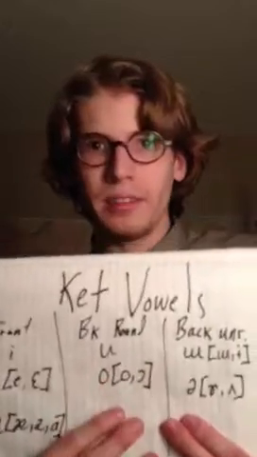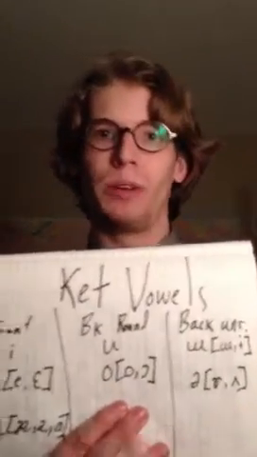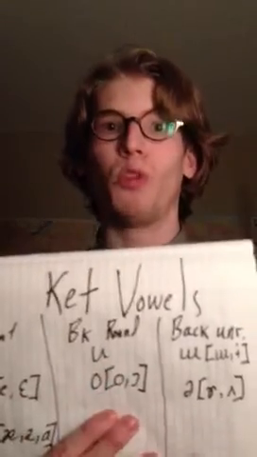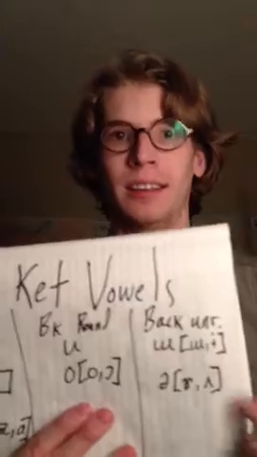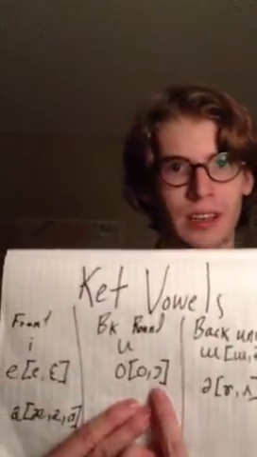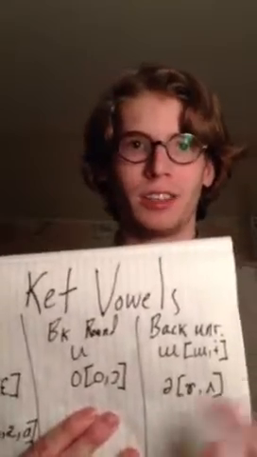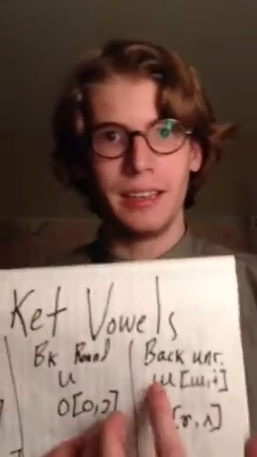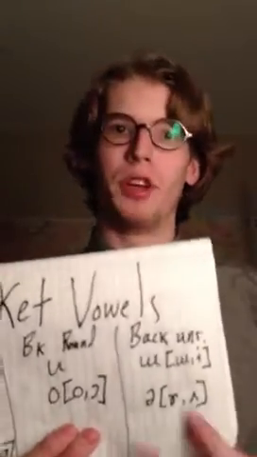Good. Our back rounded vowels, we have u, and 2 forms of o. Good. Alright, so back in the unrounded, we have this.